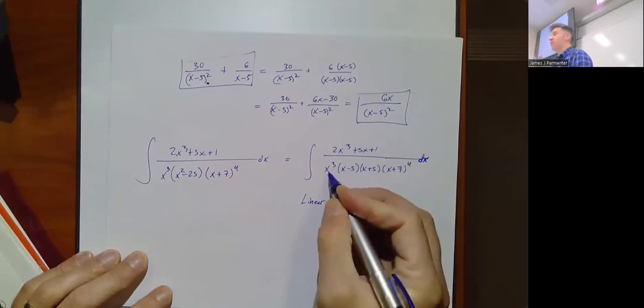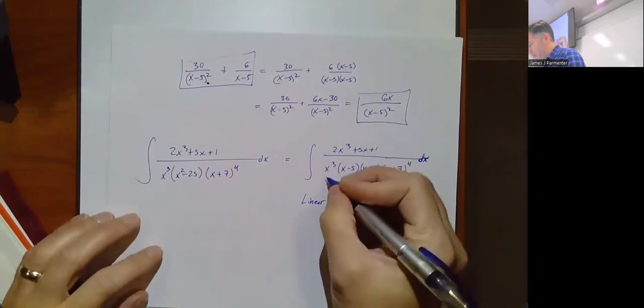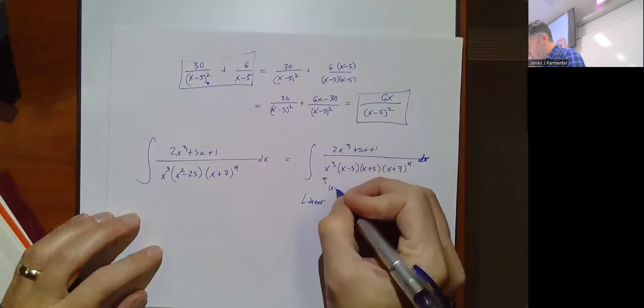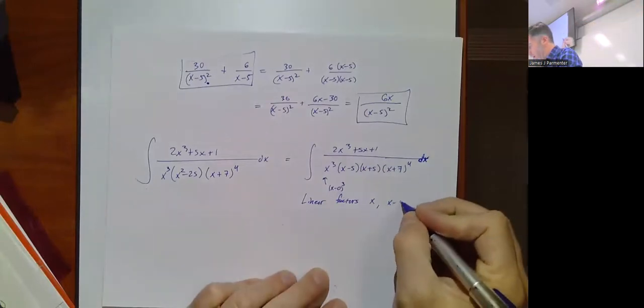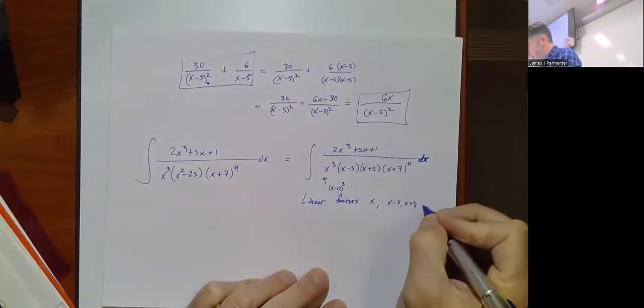I know x is to the third, but you can think of this as x minus 0 if you wanted to. It's x minus 0 to the third. The linear factor is the x, and then we're raising it to the third power. x minus 5, x plus 5, and x plus 7.